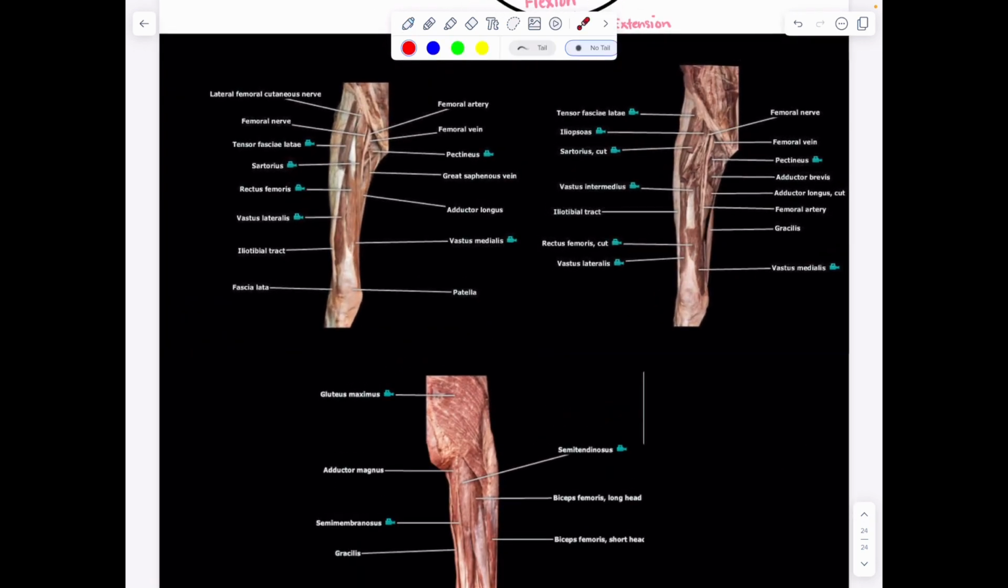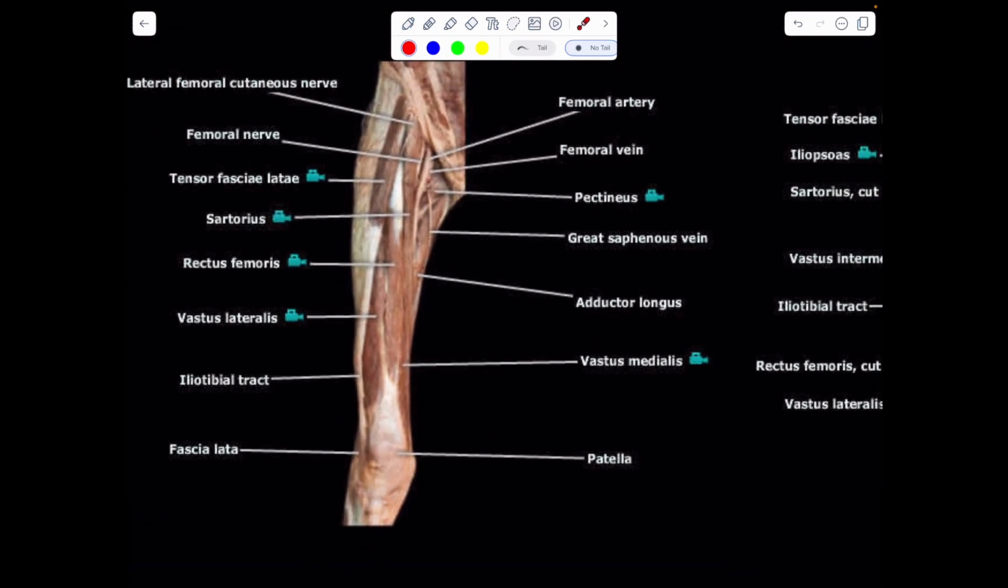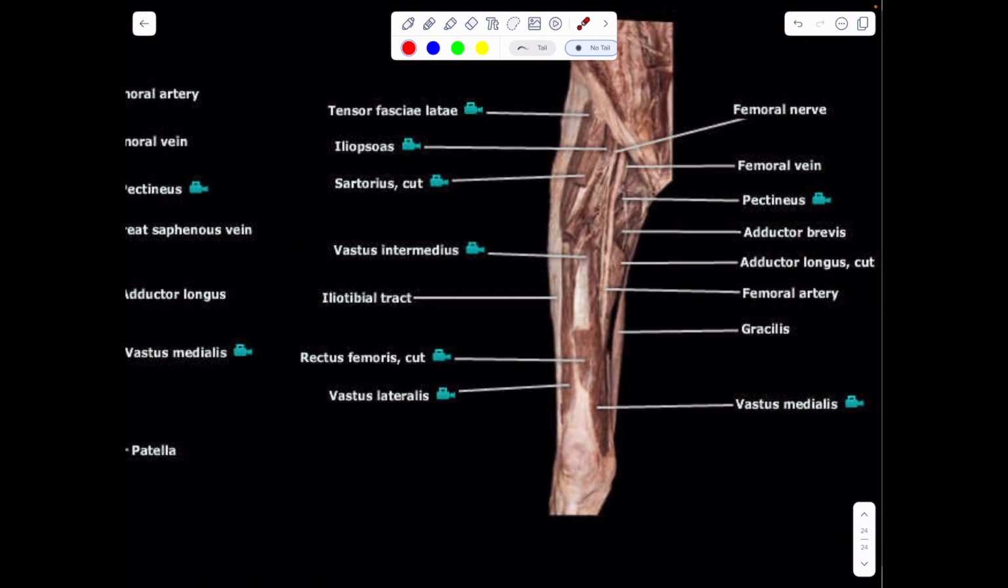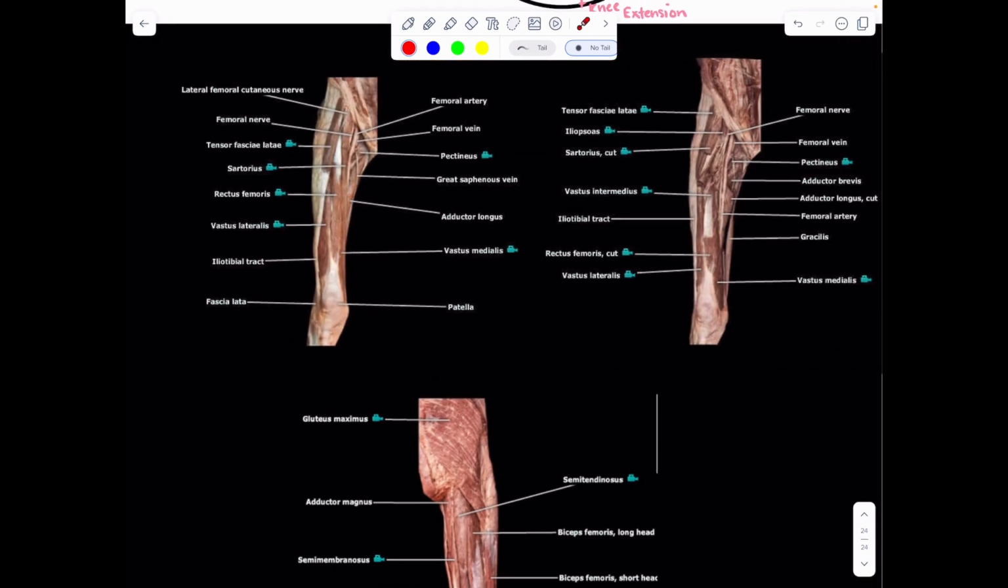So when we look here, and we already identified a lot of them before, there's that TFL. That's going to be helping out with that abduction. Here we have sartorius, starting up here and coming down and along. Here we have rectus fem, vastus lateralis, vastus medialis, and underneath rec fem would be vastus intermedius. So our quadriceps are made up of those 4 muscles, quadriceps 4. Those are the main ones that I want you to focus on in that anterior compartment.